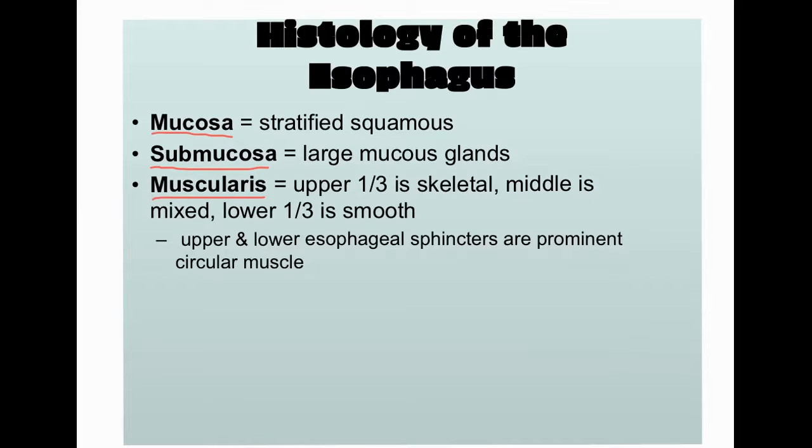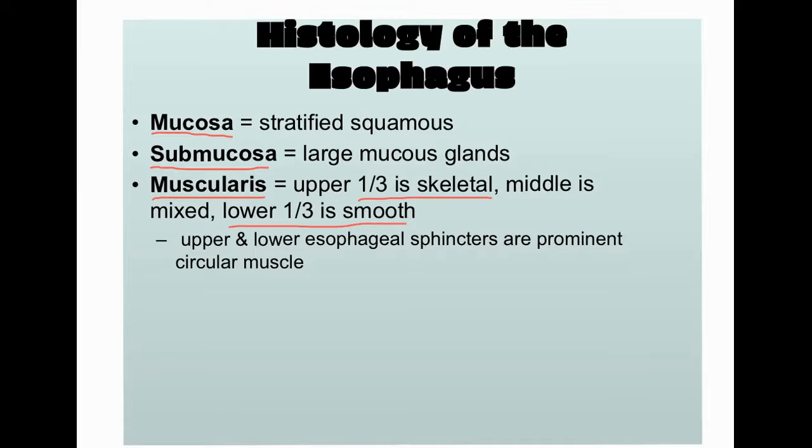But in the esophagus, it's a little different because the upper 1/3 of the esophagus, the top part, is skeletal muscle. So that is muscle that is actually under voluntary control. The middle is mixed, both skeletal and smooth, and the lower 1/3 of the esophagus is all smooth muscle, so the lower part of the esophagus is totally involuntary, happens all by itself.